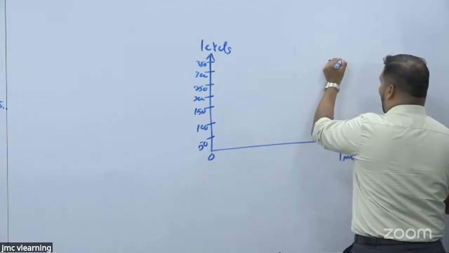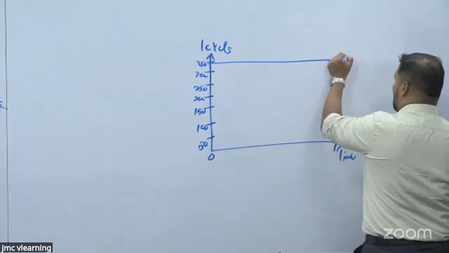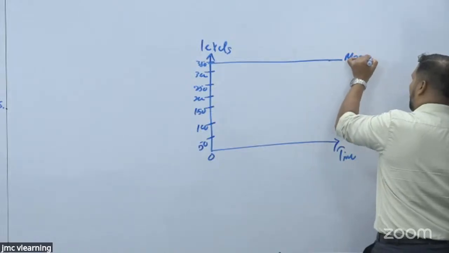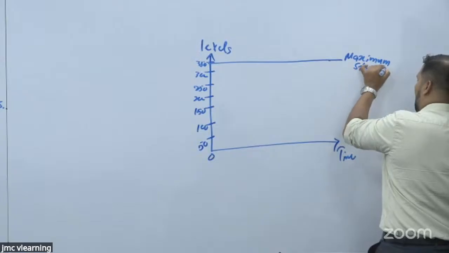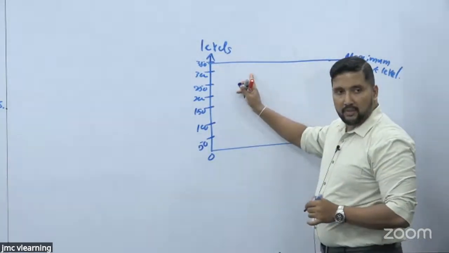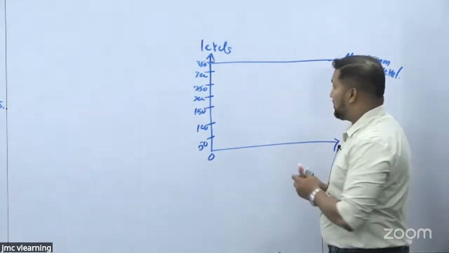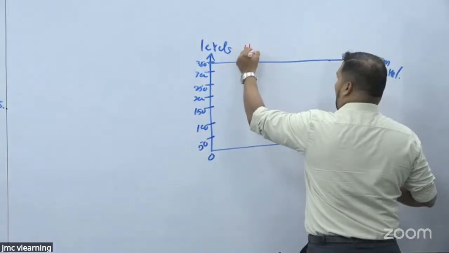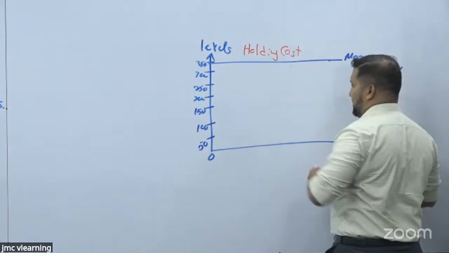All business organizations should maintain a maximum stock level. This is referred to as the maximum stock level. If you are keeping stock which goes beyond the maximum stock level, there is a specific cost which is going to increase. What is that cost? Your stock holding cost is going to increase.